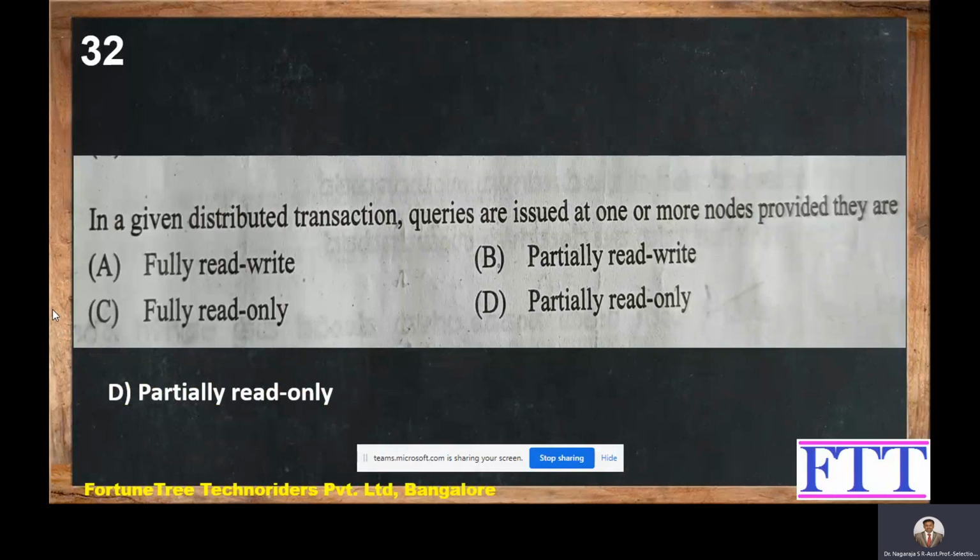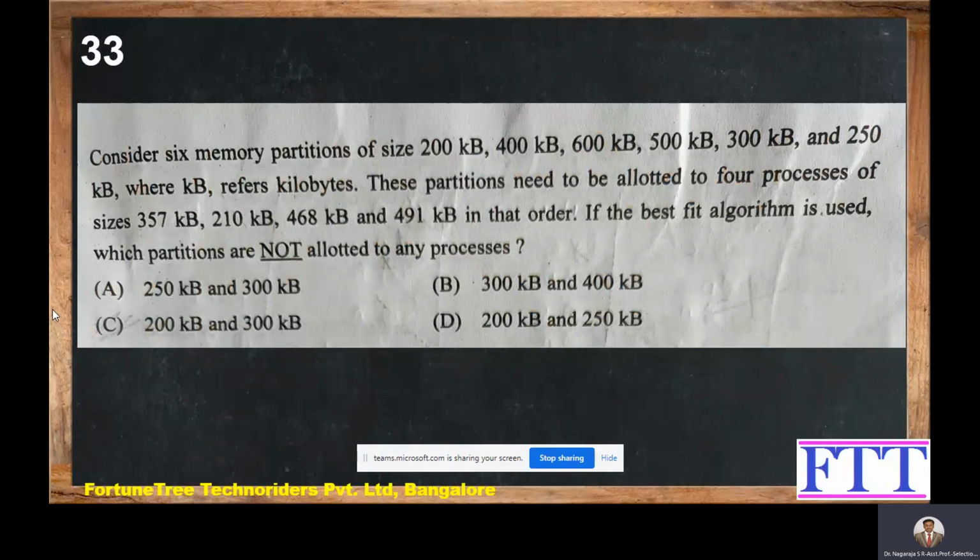So 33rd question. Consider 6 memory partitions of size 200, 400, 600, 500, 300 and 250 KB, where KB refers to kilobytes. These partitions need to be allotted to 4 processes of size 357 KB, 210 KB, 468 KB and 491 KB in that order. If the best fit algorithm is used, which partitions are not allotted to any process?